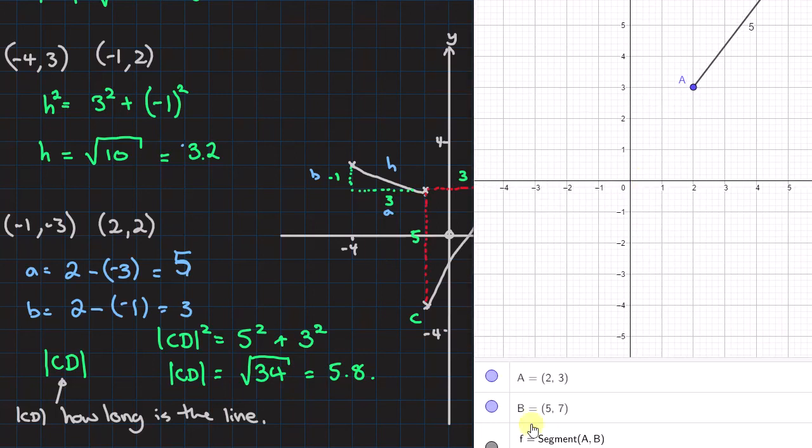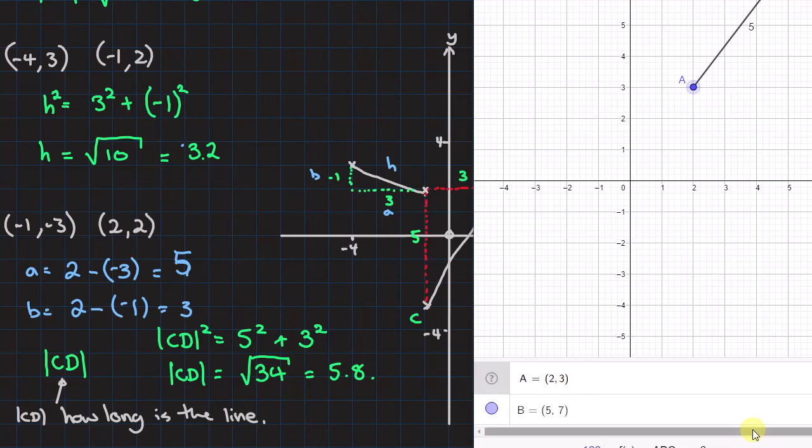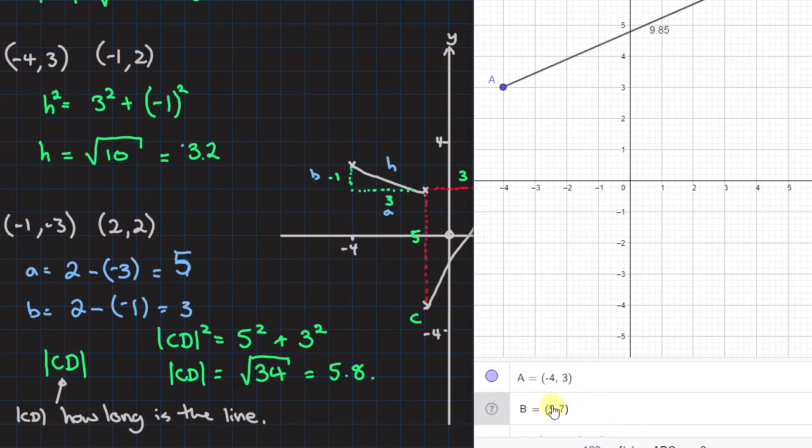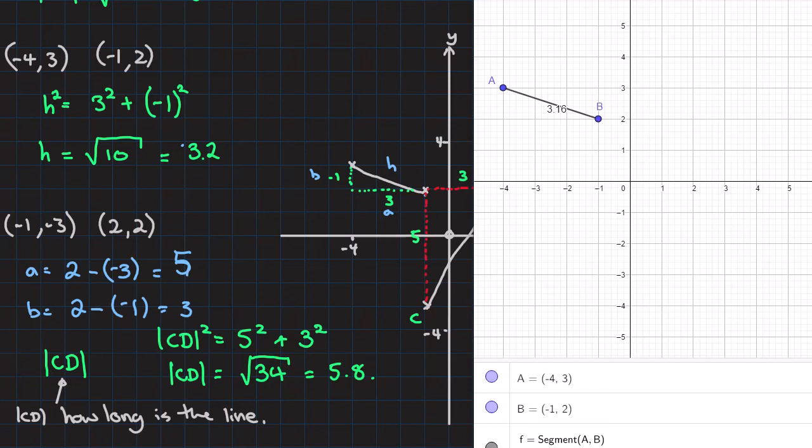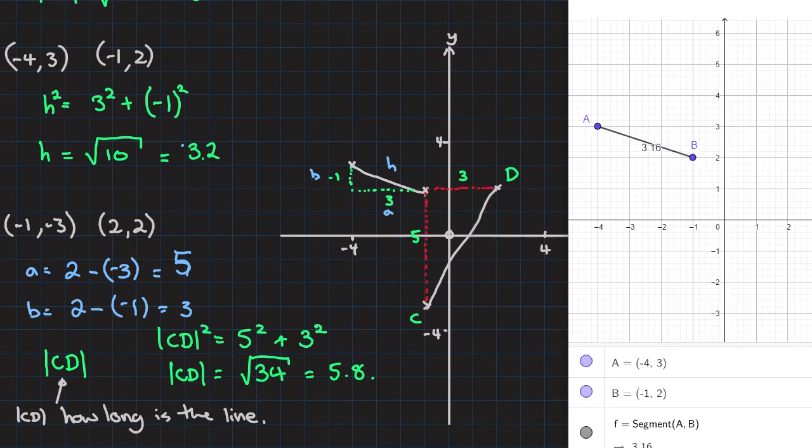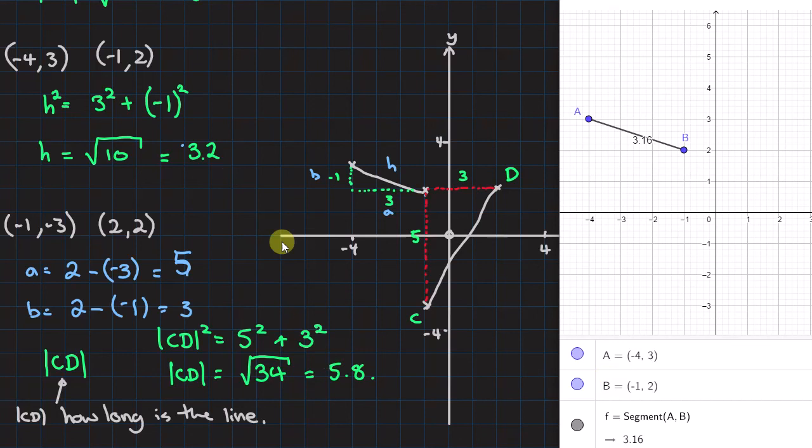Let's rescale that. First point was at -4,3, so we're doing the first one. Second point was -1,2, sorry. There's my points, and if you look on the graph, it tells you the length of that line is 3.16. We rounded it up to 3.2.